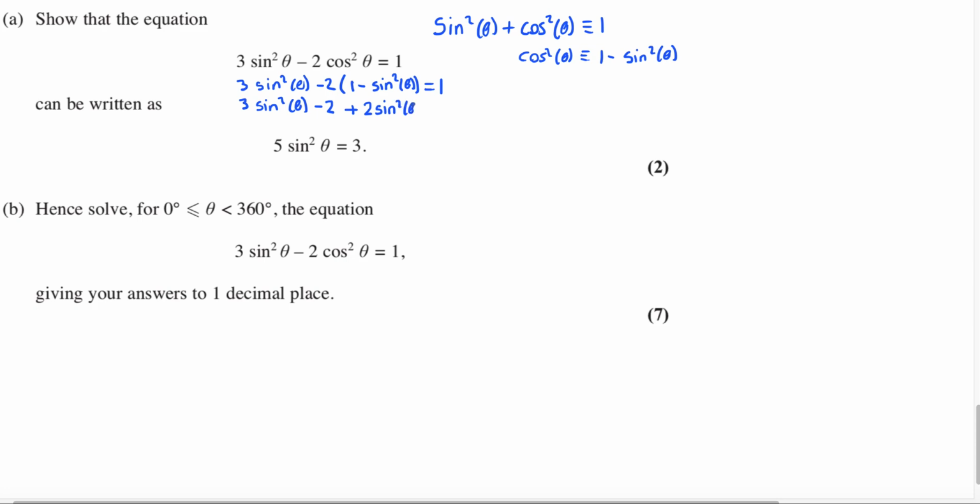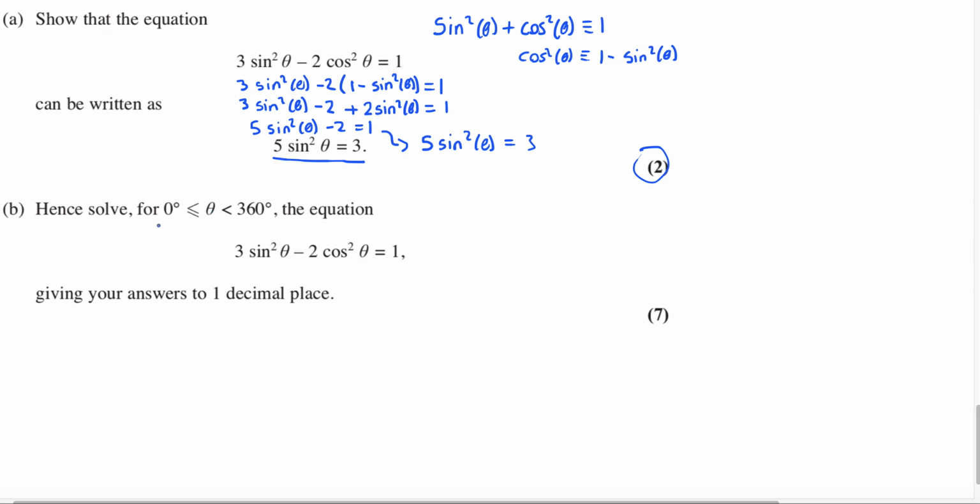plus 2 sine squared theta. My gosh, guys, make sure you're careful with the double minuses. Too many people trip up on that. Then you have 3 sine squared theta plus 2 sine squared theta, which is 5 sine squared theta, collecting like terms, minus 2 equals 1. Then if we add 2 to both sides, we have 5 sine squared theta is equal to 3. And that's what we were asked to prove. Boom, 2 marks.